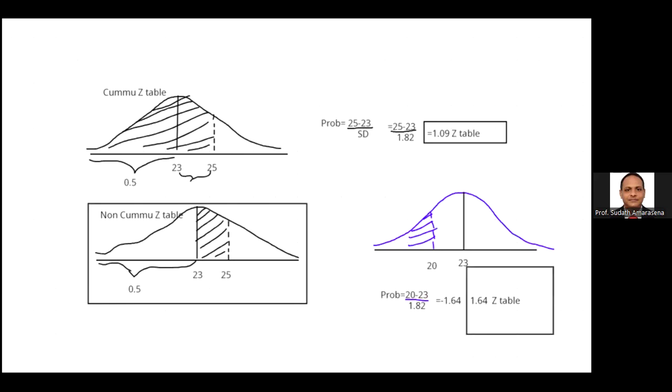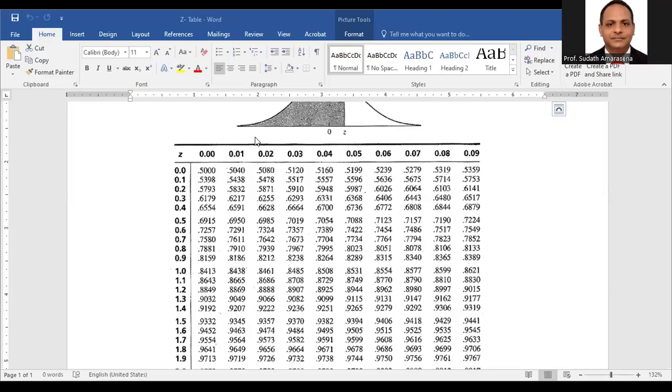1.64. Okay, I got the answer, 0.9495. Anyway, I'll share the Z table again. Some students still sometimes have problems. They should know how to get the 1.64 using the Z table.